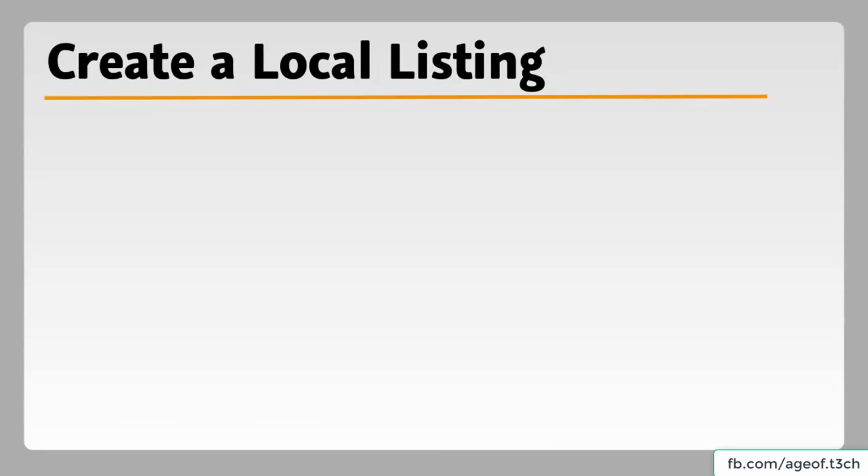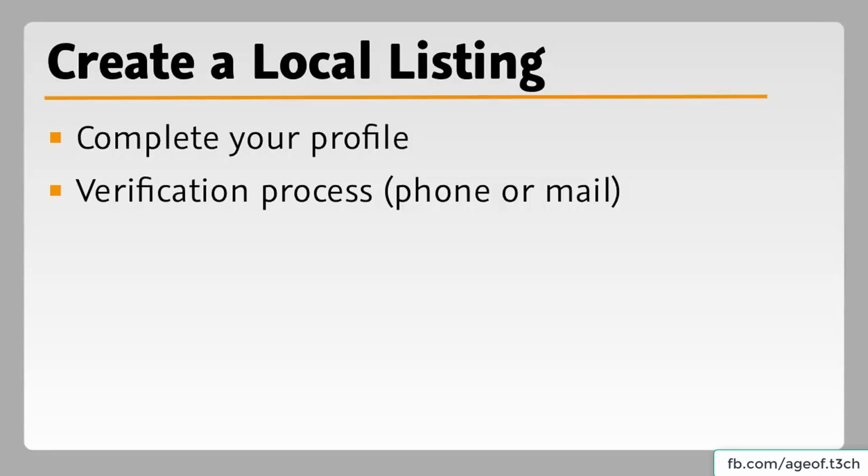So a couple of key steps here. Make sure you complete your profile. There is going to be a verification process. Once you complete the profile, Google will offer to phone you, and with a code that it will give you through the phone call, you will then type that into the website at the completion of your verification process, and you now own that business listing.